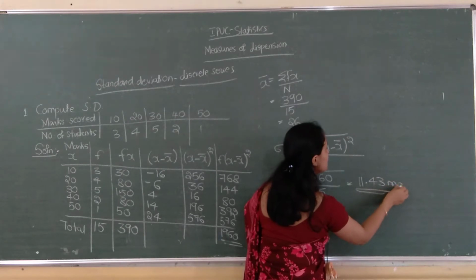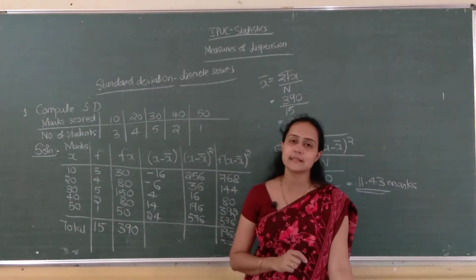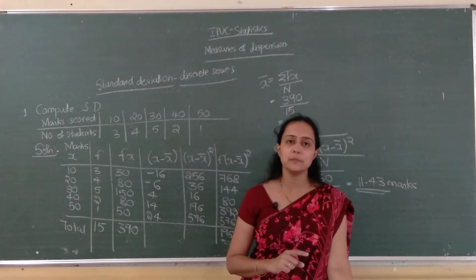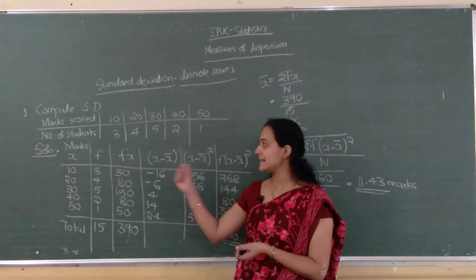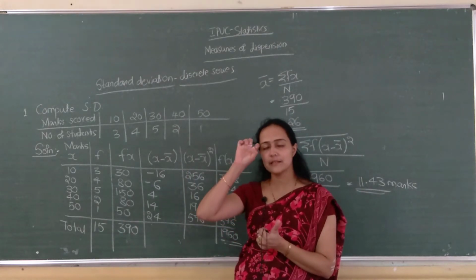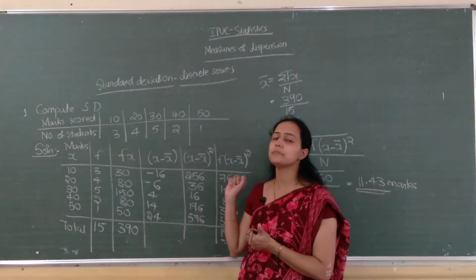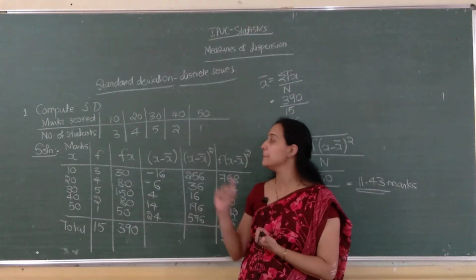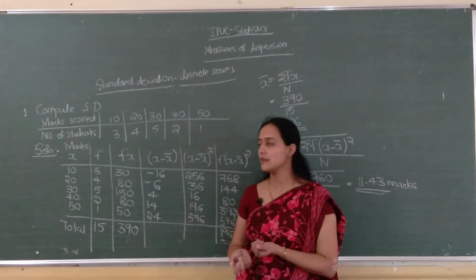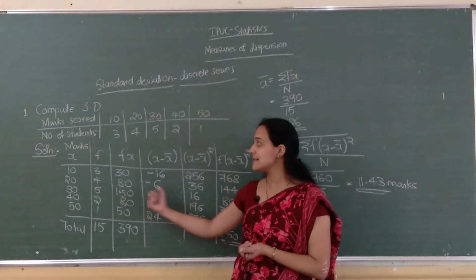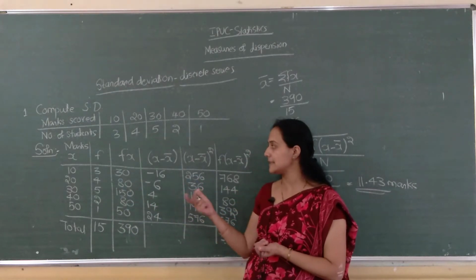11.43, that much marks. You have to write the units in which the data is expressed. So, it is 11.43 marks. Hope it is clear. Nothing else is there, just remember the formula once. Then construct the columns required for that formula, then apply the formula and substitute the values. So, with xf given, this is the shortest method and this is the direct method.